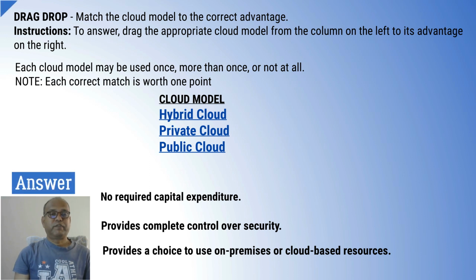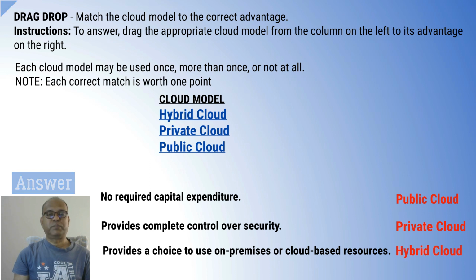Answer. For advantage 1, we know that for a public cloud model no capital expenditure is required. You only pay for the cloud resources that you use as you use them. So the answer is public cloud. For the second advantage, in a private cloud or on-premises infrastructure, you have complete control over security. So the correct answer is private cloud. The third advantage is, we know that in a hybrid cloud, you are flexible to choose to use either public cloud resources or on-premises resources. Therefore, the correct answer is hybrid cloud.